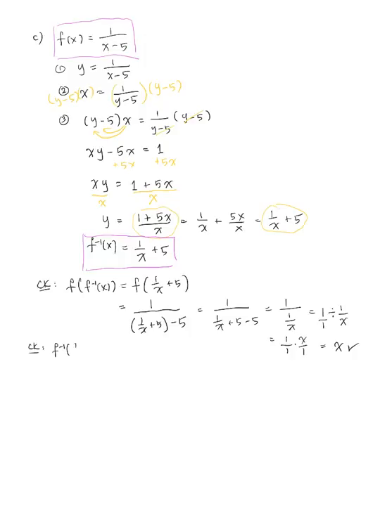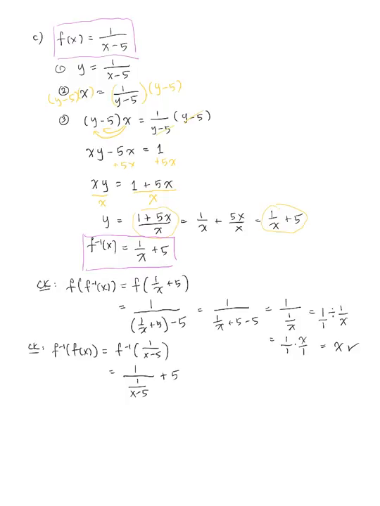f inverse of f of x. All right, we got this hanging there. So f inverse of x is 1 over x plus 5. And let me just write down the f of x first. f of x is 1 over x minus 5. So let's replace x for f inverse of x with what's in the parentheses. So you're going to have 1 over x minus 5 and then plus 5.